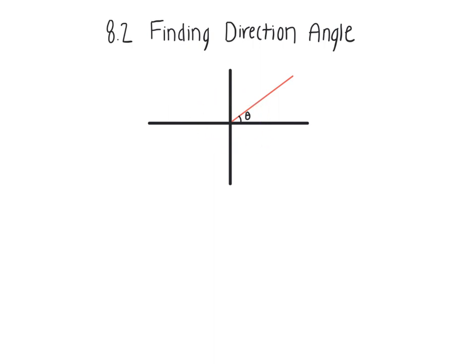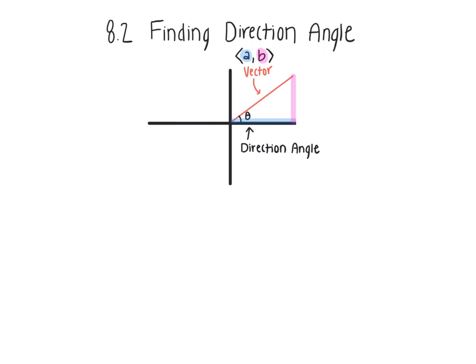So whenever you're looking for the direction angle, what you're looking for is the angle between the x-axis and the terminal side of your vector. Something interesting that we should realize is when you're given a vector in the component form, that means you know the distance that was traveled in the x direction and you know the distance that was traveled in the y direction.